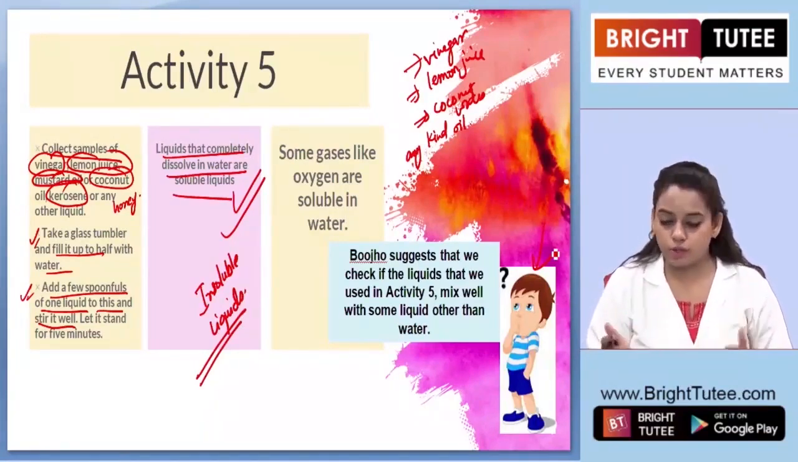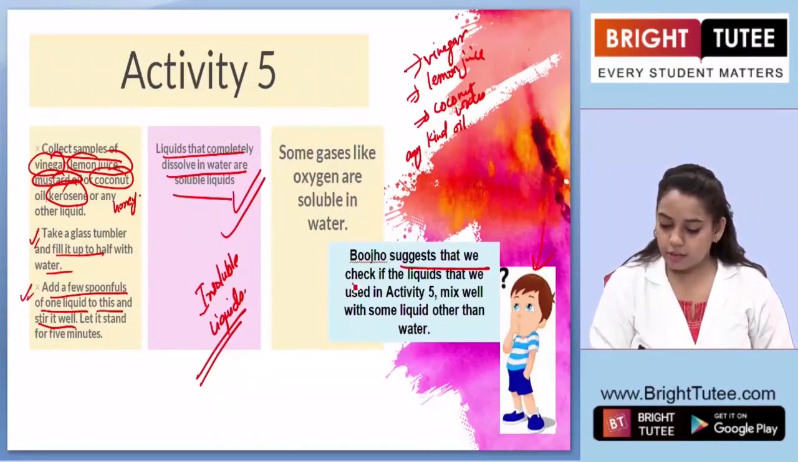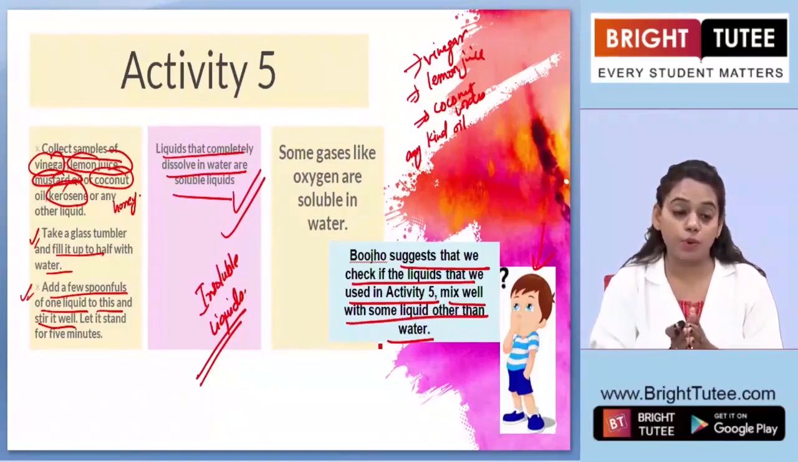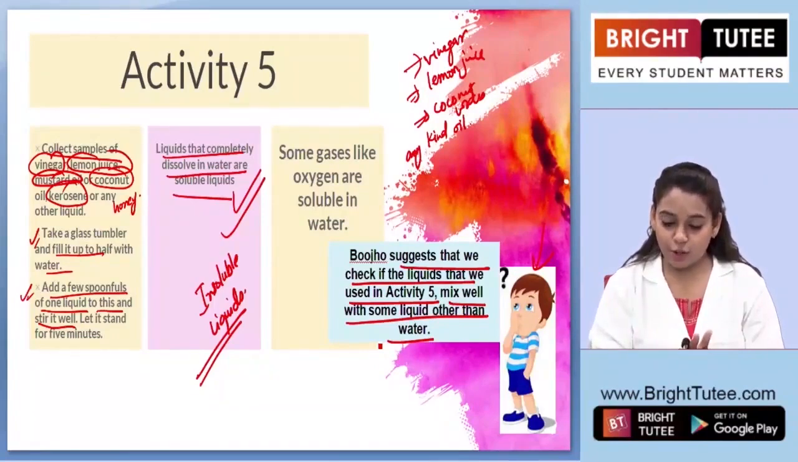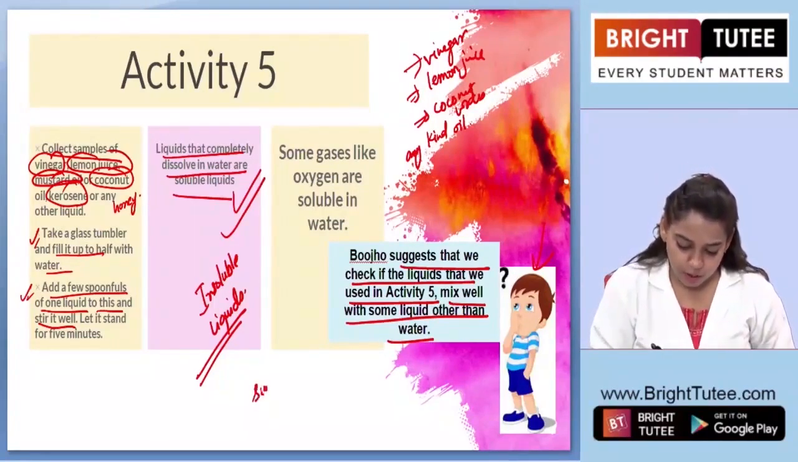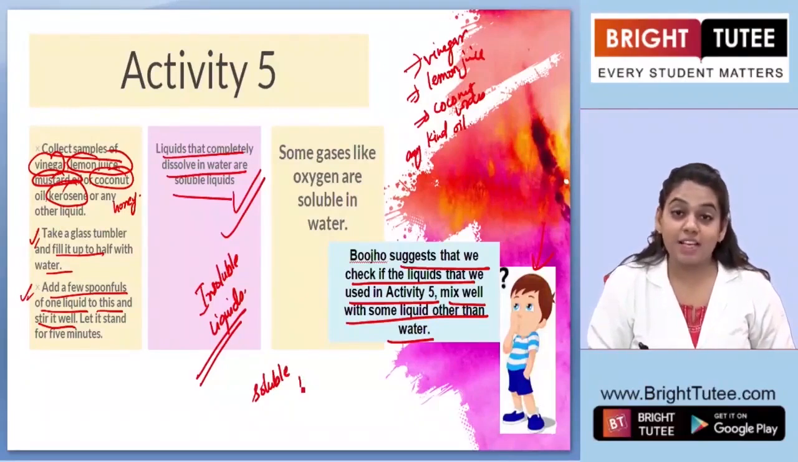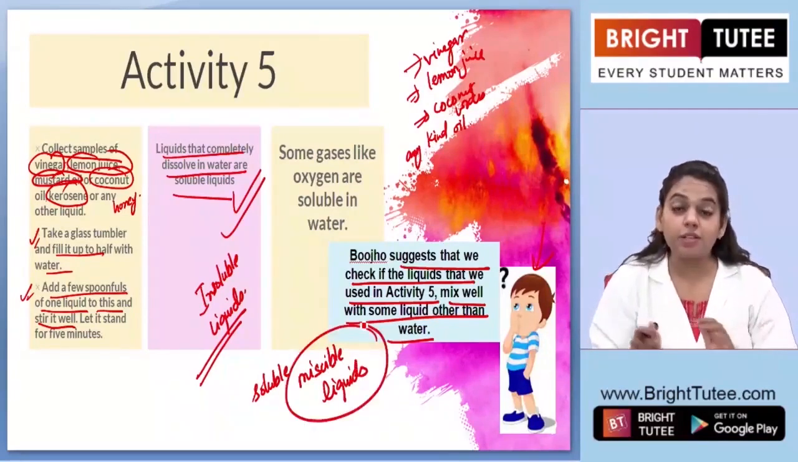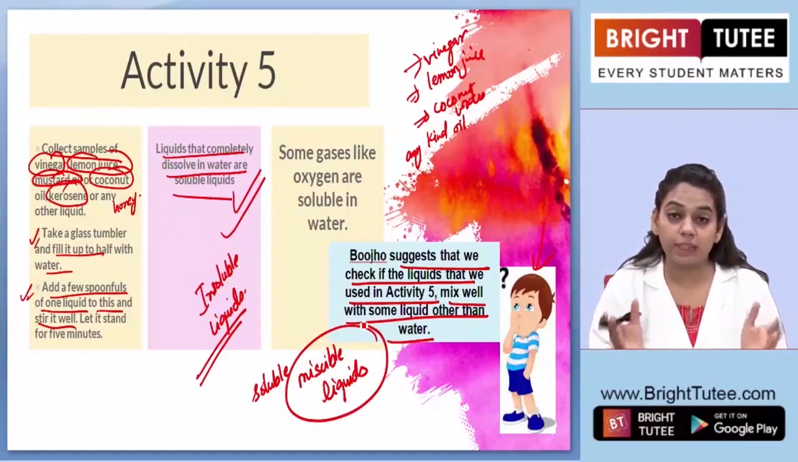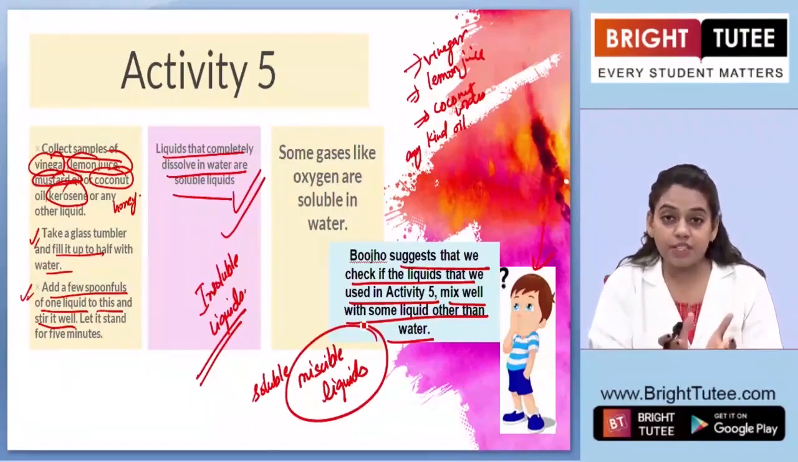Now before moving ahead, our friend Bujo is having a query regarding soluble and insoluble substances. Let us see what he wants to know. Bujo suggests that we check if the liquids that we used in activity 5 mix well with some liquids other than water. That is, he wants to know whether these liquids are soluble with each other or not. And if they are soluble with each other, then we call them miscible liquids. And what does this mean? Miscible means the liquids which can be mixed into each other completely. That is, they completely mix into one another.